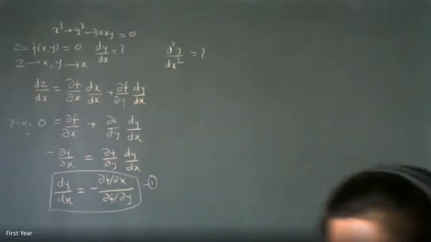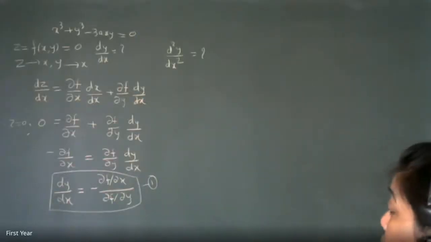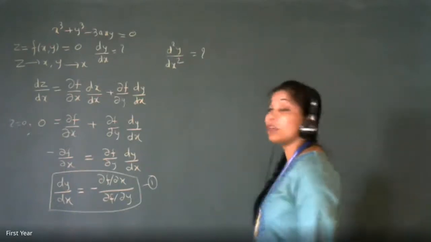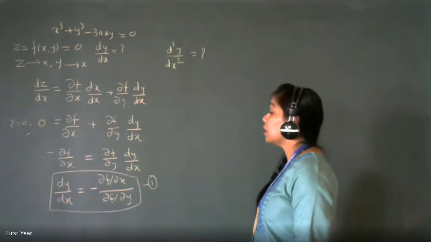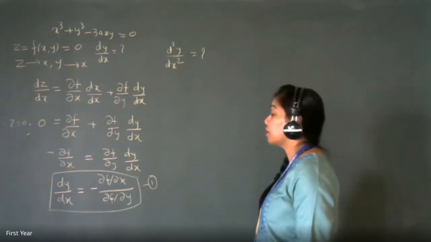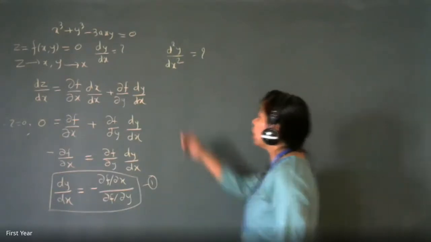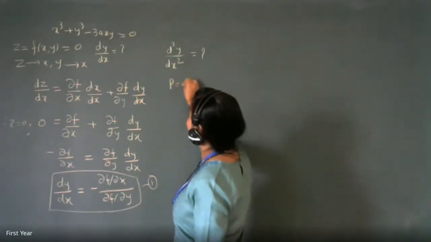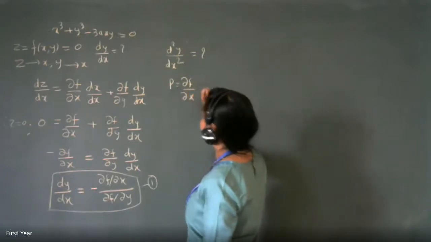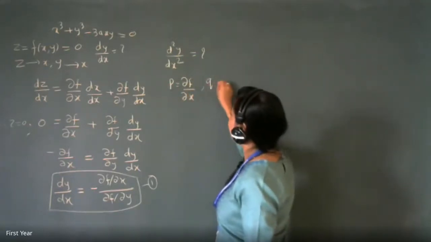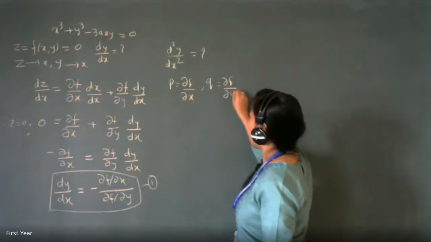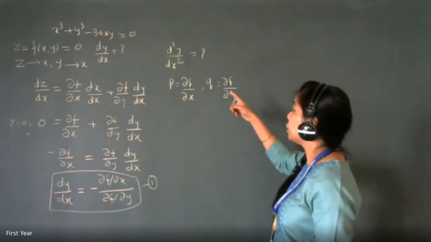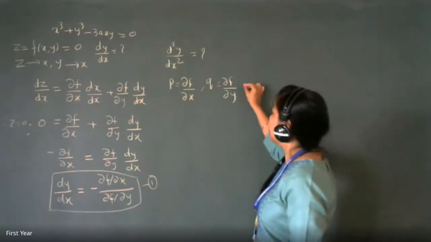For that, what we are going to do is rename these functions, del f by del x and del f by del y. We rename them and simplify it into a small-variable type of equation. So let me rename it. Let p be equal to del f by del x, q be equal to del f by del y.